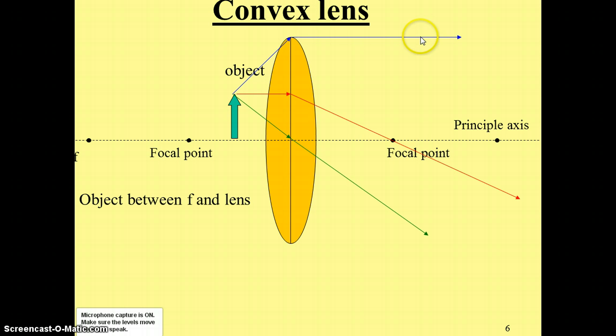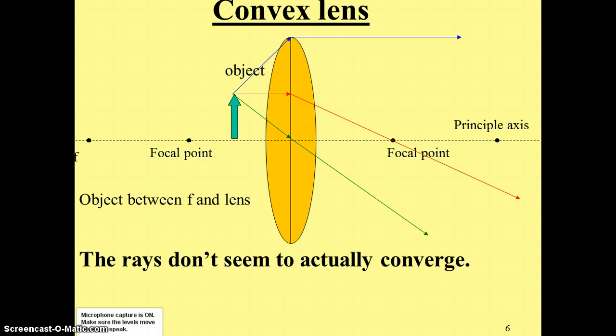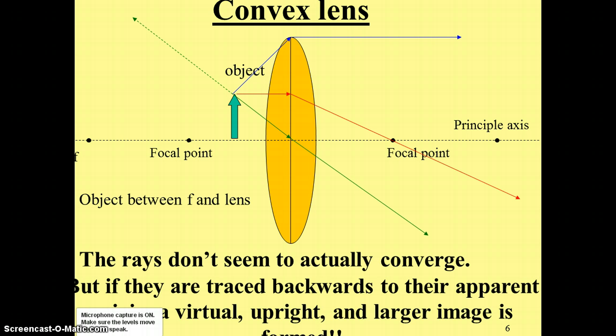And notice that all three of these light rays are spreading out on the back side of the lens. They will never ever meet. If we back trace these refracted light rays, you will see that they all come from roughly the same location. That is why when you look in a convex lens at an object that is very close to it, you will see a very large upright image. Okay, so virtual, upright, and large.